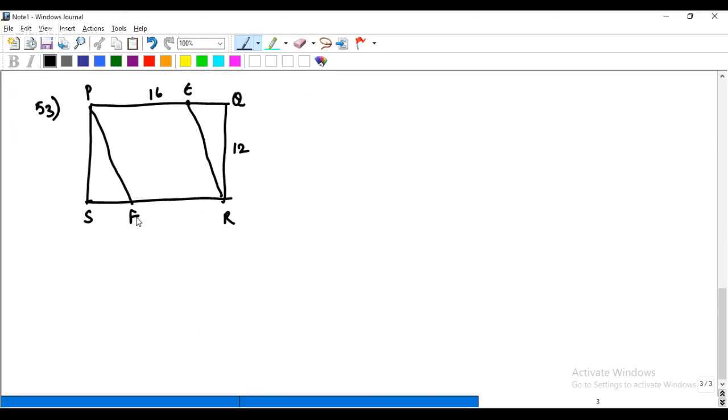He's asking you EF. If you assume one side as X, the remaining is 16 minus X, so this also becomes 16 minus X. All you need to do is take the Pythagoras rule and find it out. X squared plus 12 squared is equal to 16 minus X whole squared. You will get X equal to 7 by 2. If I take out a line here, this also becomes X, which is 7 by 2. This also becomes X, which is 7 by 2. You need to find out EF.